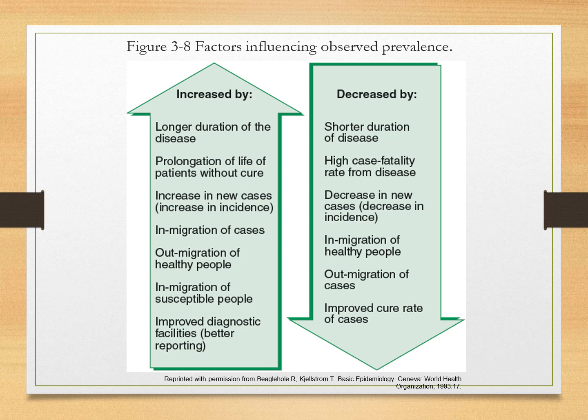This visual representation summarizes the factors that influence prevalence in an upward or downward direction. The upward arrow highlights the factors that contribute to an increase in prevalence, while the downward arrow shows the factors that lead to a decrease in prevalence.